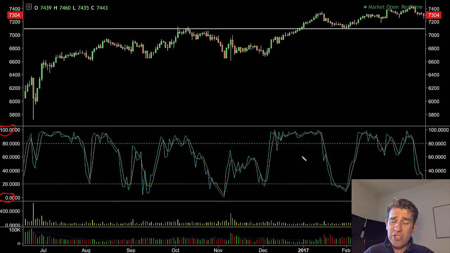Now overbought, generally speaking, again being very broad with this, each trader will approach it in a different manner. Overbought is anything above 80 and oversold is anything below 20. So there's the general criteria for it. Now it's a momentum indicator, so as we discussed, momentum basically means how strong the price is moving.